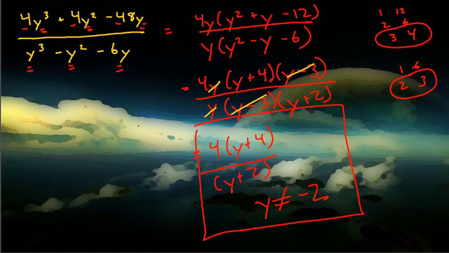All right, hopefully that wasn't too fast for you, but basically you factor, cross-cancel, and then identify any restrictions that you might have.